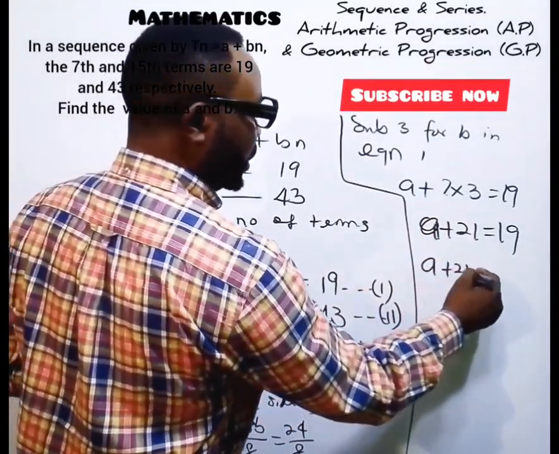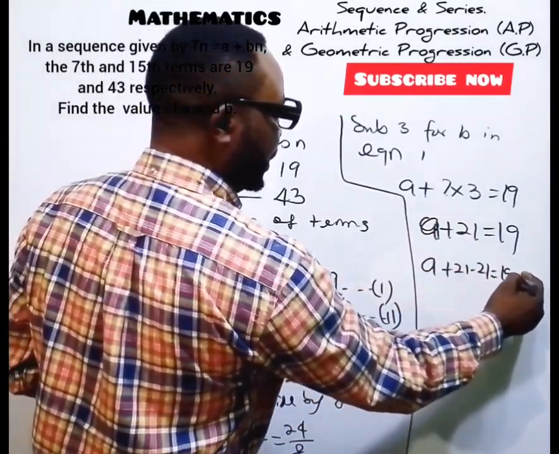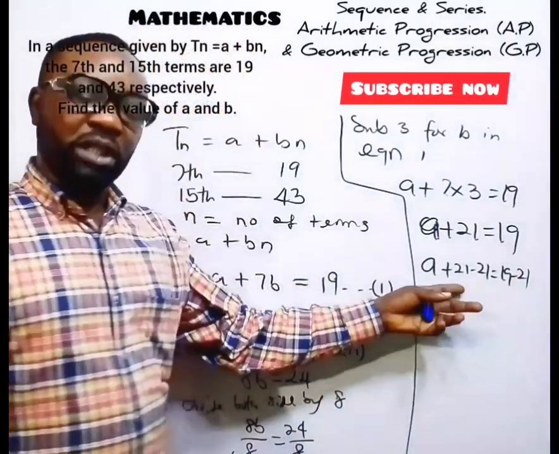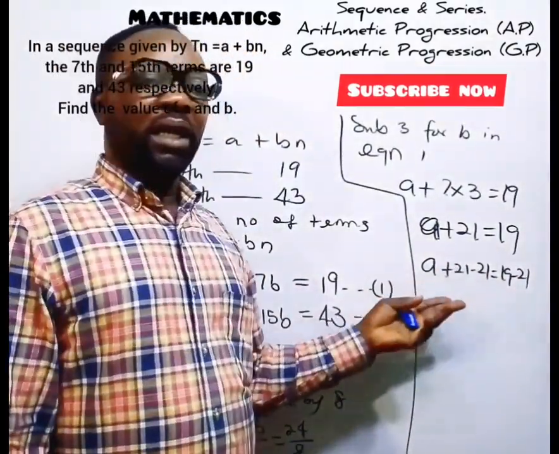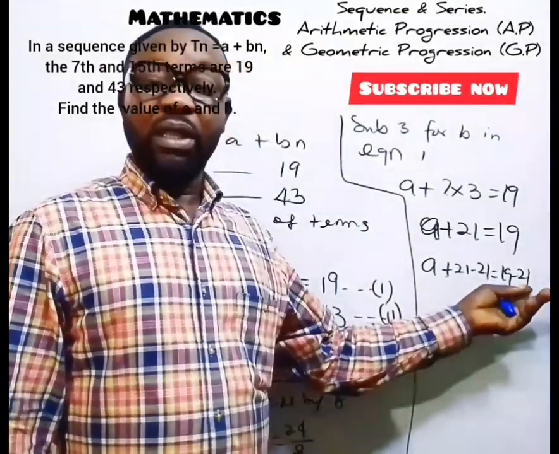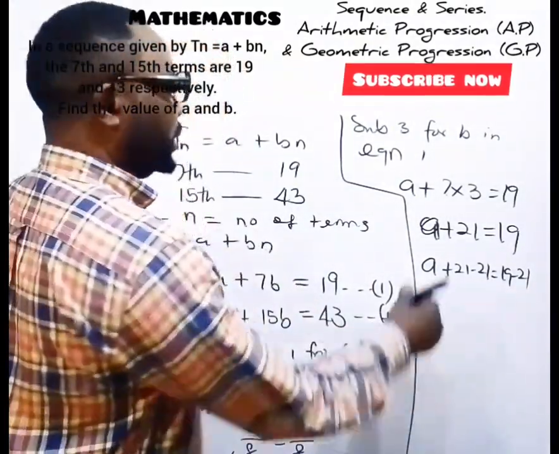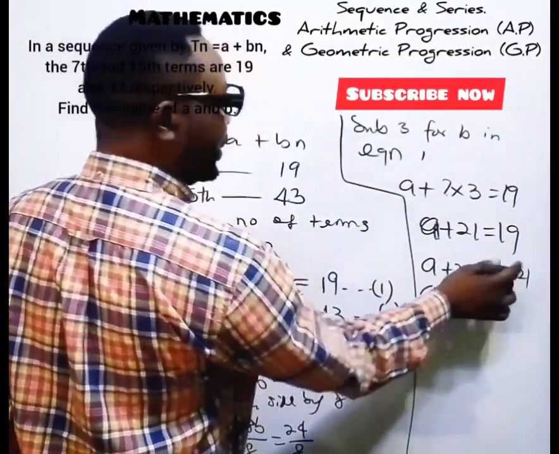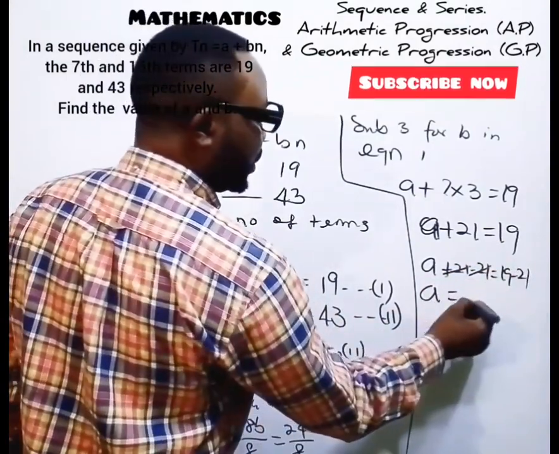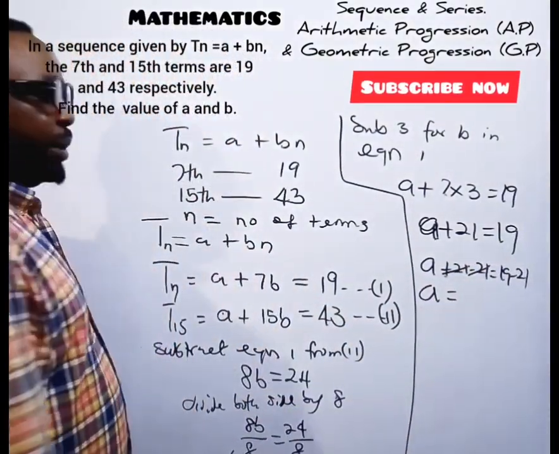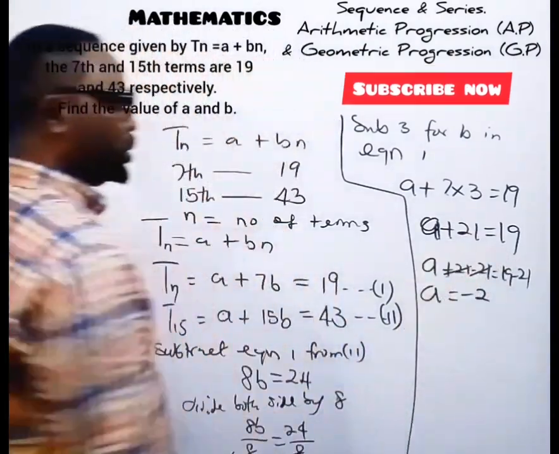A plus 21 minus 21 is equal to 19 minus 21. You can see what happened to the left hand side of this equation; the same thing happened to the right hand side. Good. So we have a plus 21 minus 21 giving us a, which is equal to 19 minus 21. That will be equal to minus 2.